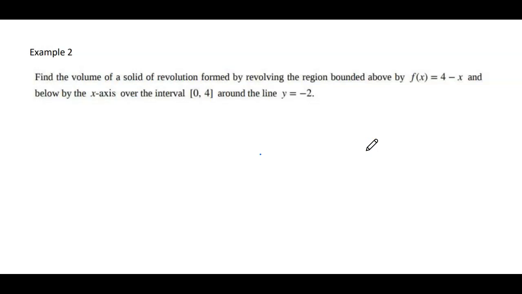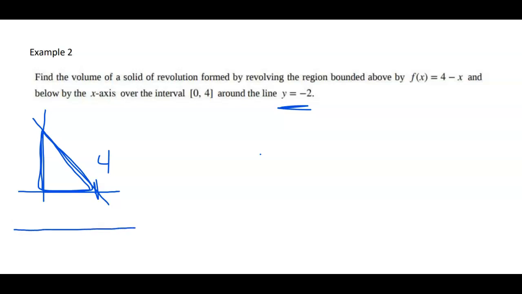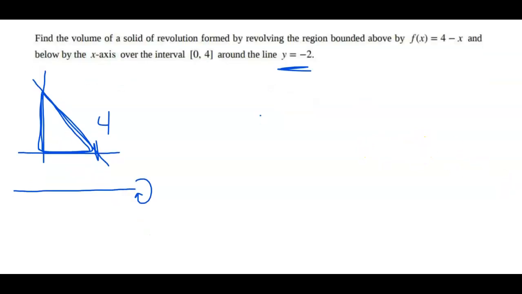So let's graph f of x. This is a line, slope of 1, y-intercept of 4. And I'm bounded below by the x-axis, so this is my region. And this does have a 0 at 4, so this is my region. So you might think, oh, if I were to revolve this around the x-axis, I would make a cone, okay? But I don't want to revolve around the x-axis. I want to revolve around the line y equals -2. So let's go ahead and do that reflection.